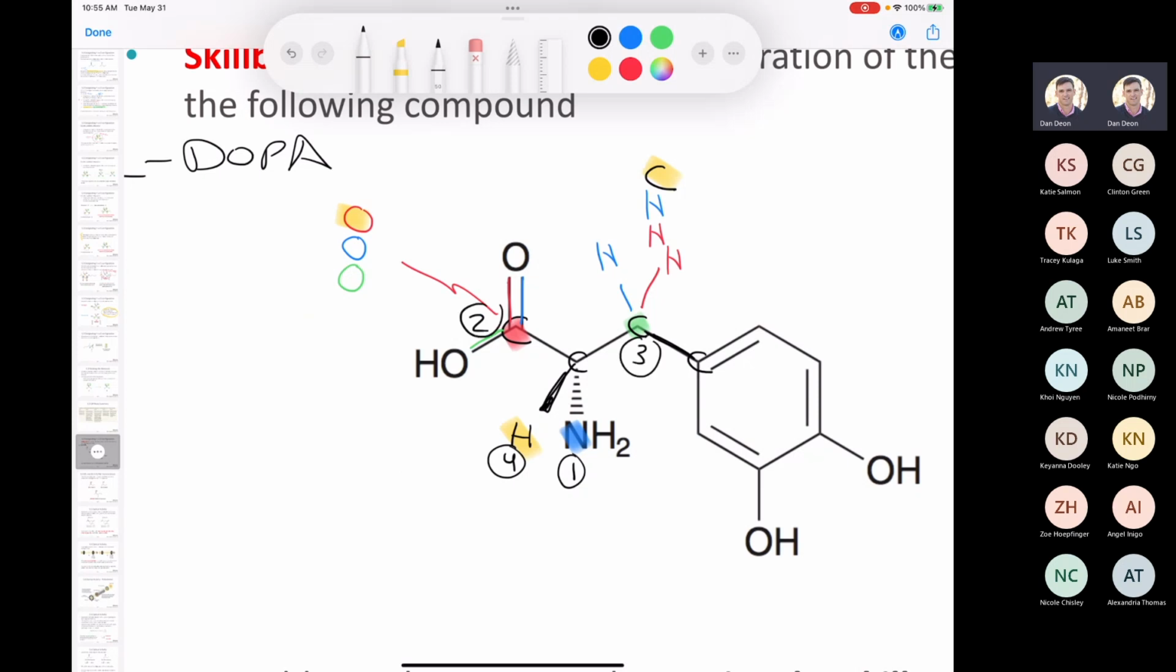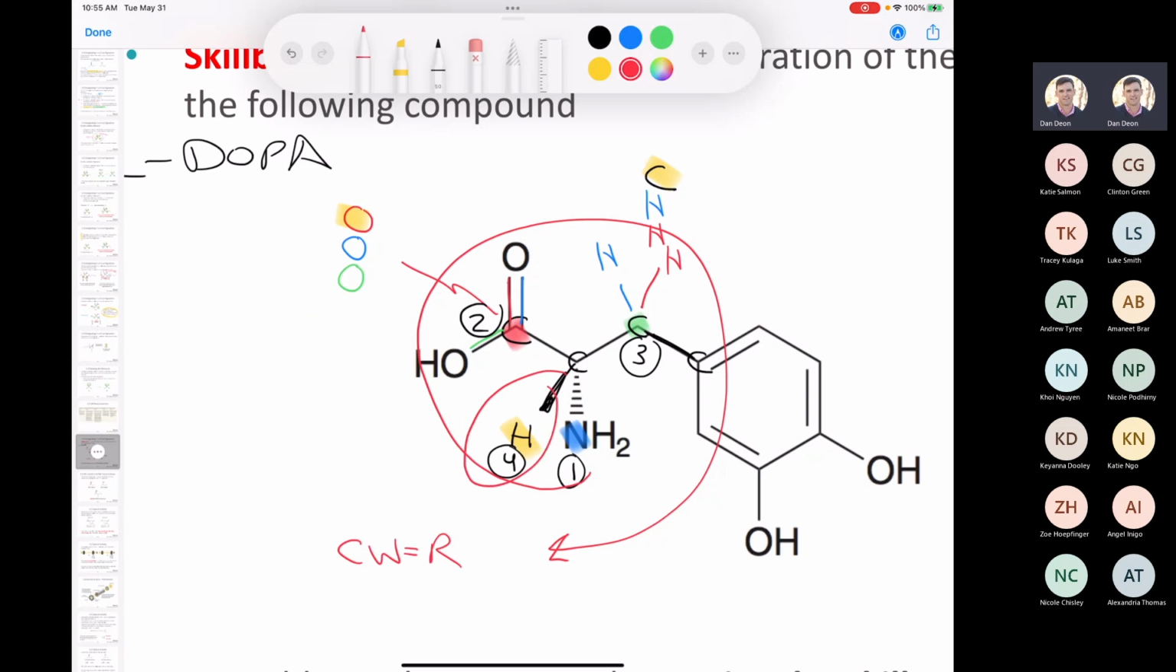So now we follow the numbers. We go from 1 to 2 to 3, like that. That is going clockwise. Clockwise equals R. But since our hydrogen is coming out in front, we reverse the R to S, and therefore this is an S stereocenter. Just like that.